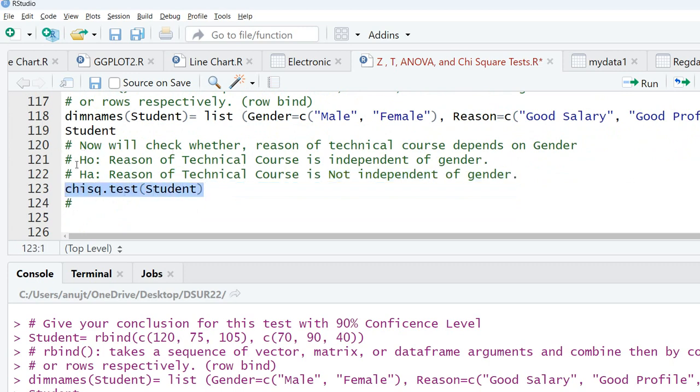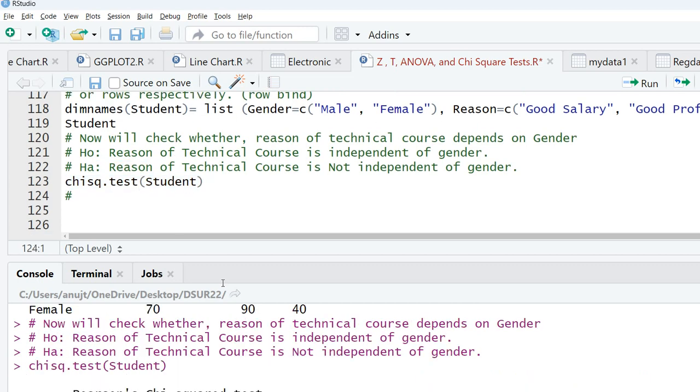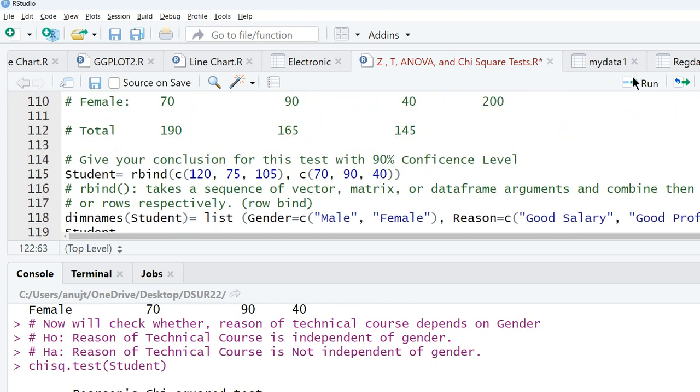How to check? chisq.test on students, and if I run this, now see, the p value is 4.45 divided by 10 to the power 6. It means the alternative hypothesis is accepted. Yes, there is a difference gender wise.